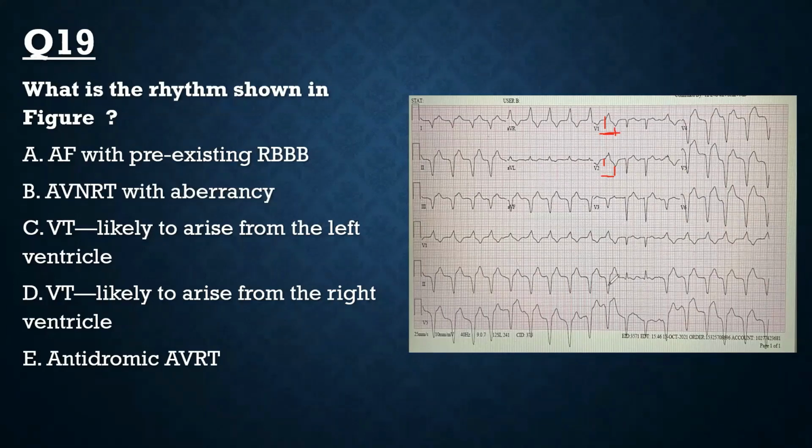The other criteria, as mentioned here, are the fusion beat, as you see here, and also the capture beat. These support the hypothesis of VT in this ECG. Actually, this is a very nice and beautiful ECG that captures most of the criteria of VT in one ECG. Are there any questions at this stage? If not, we will keep going. Anyone have any question?